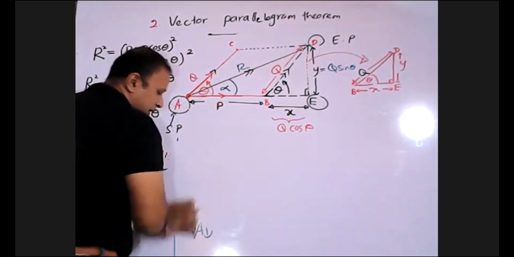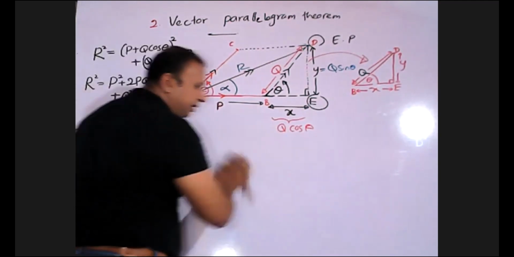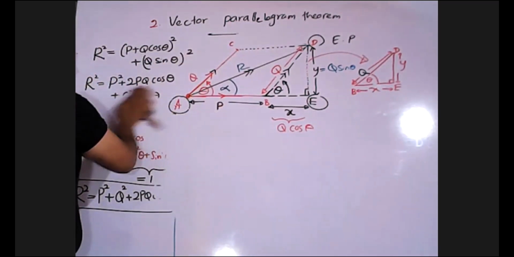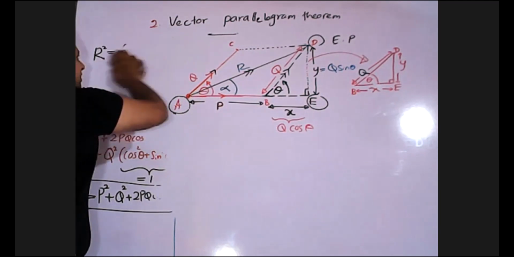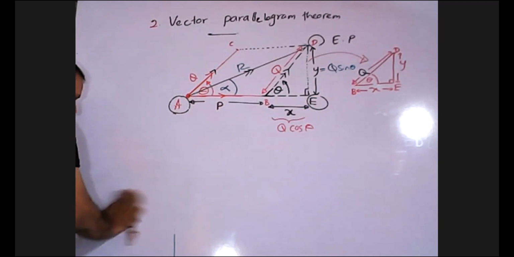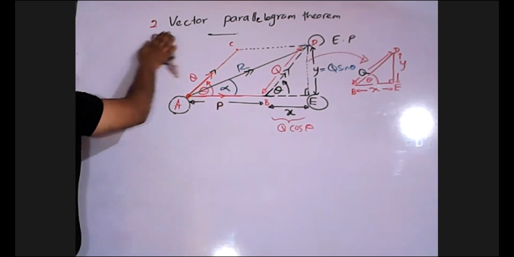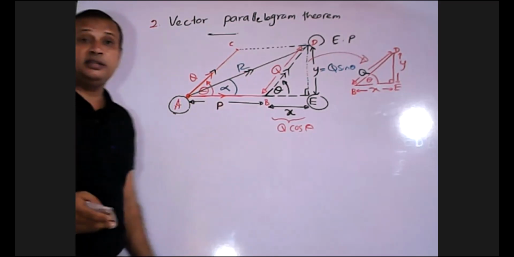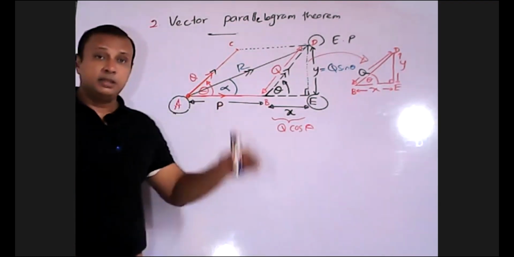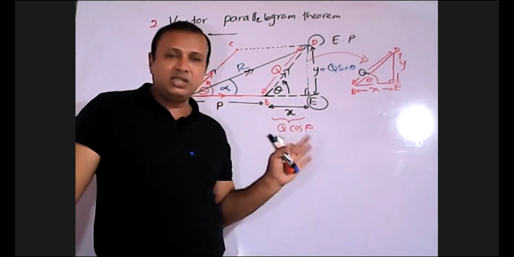Okay. Now we have determined the magnitude of the resultant vector. But it is not sufficient, because we have to find both the magnitude and the direction. When you are asked to find a resultant vector, you should give both the magnitude and the direction. Therefore, magnitude is not sufficient.